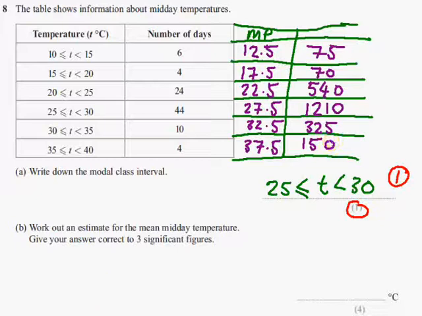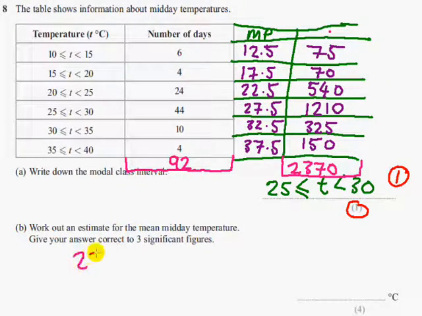So if we add up this column here, then it will give us the total degrees. That gives us a total of 2,370 degrees. And how many days were there? Number of days in total: 6 add 4 add 24 add 44 add 10 add 4 gives us 92 days where they recorded this data. So it's going to be the mean.